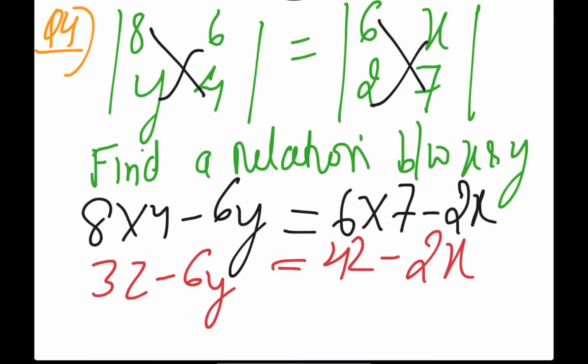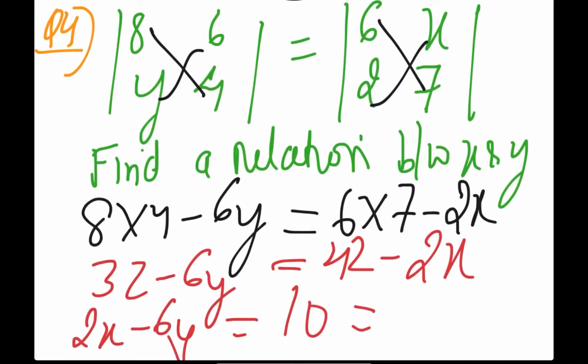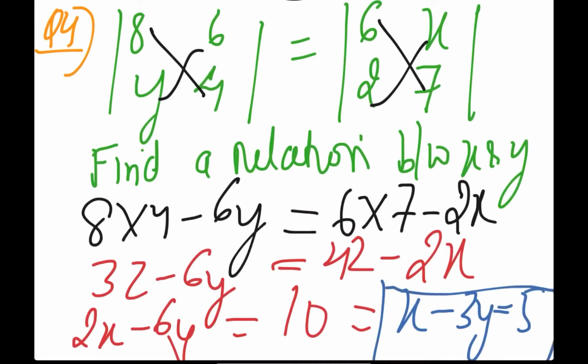So what I can do is I can take the x here or y here, it's your wish. Generally what I tend to feel is let's keep the x positive. So I'll transport the x here, 2x minus 6y, and I'll transport the 32 there, is equal to 42 minus 32, which is your 10. And hence if you have got this relation, you can divide all terms by 2 and get the final relation as x minus 3y is equal to 5, and this is your final answer. Okay, I have divided this equation by 2, so I have got this answer.